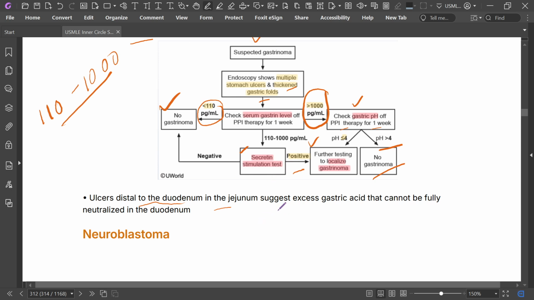An ulcer distal to the duodenum, in the jejunum, suggests excess gastric acid that cannot be fully neutralized in the duodenum.